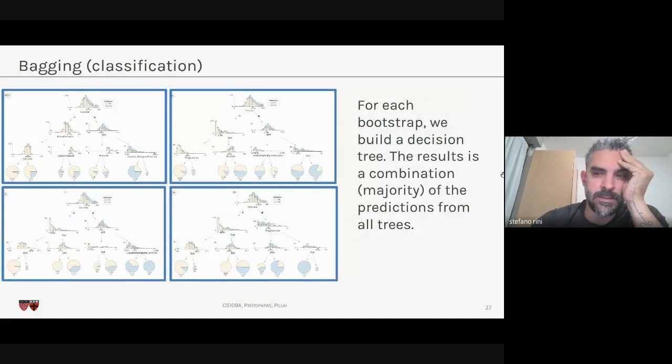So then, if you look at classification, we are a little bit in trouble, right? Because we said that when we had a single model, we were happy because it was very interpretable, right?